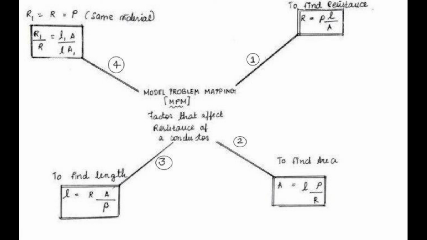See, I have the formula R is equal to rho into L divided by A. To find resistance, I'm putting the formula same. To find the area, I'm putting that A is equal to L into rho divided by R. To find the length, I'm putting that L is equal to R into A divided by rho. So, if all are the same material, rho is the same, and I'm putting that R1 divided by R is equal to L1 into A divided by L into A1. Hope you understood.